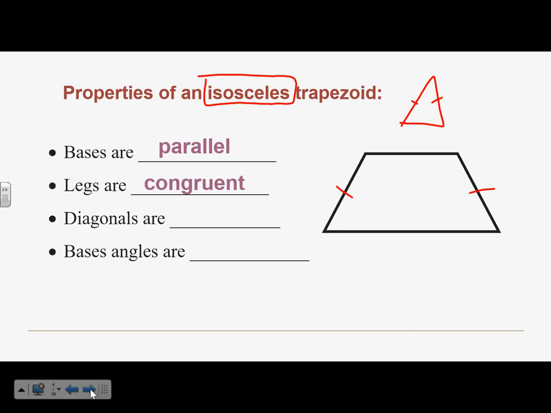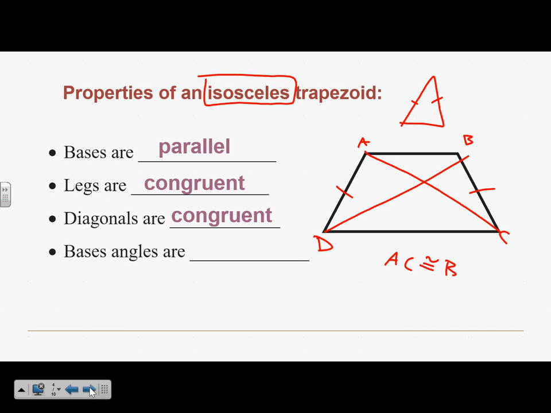The diagonals are also congruent. So this diagonal and this diagonal are congruent. AC is congruent to BD. And the base angles are also congruent. So again, the base angles mean these 2 angles are congruent to each other, and these 2 angles are base angles. They're congruent to each other. And that's why I said you can kind of look at those in pairs that way.